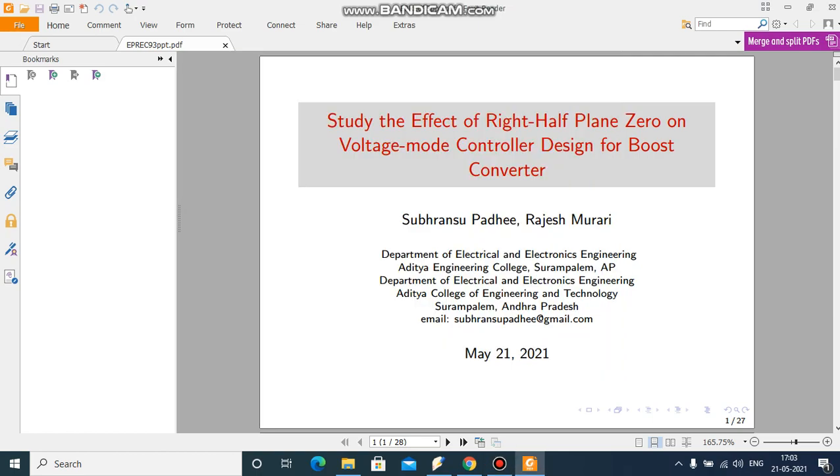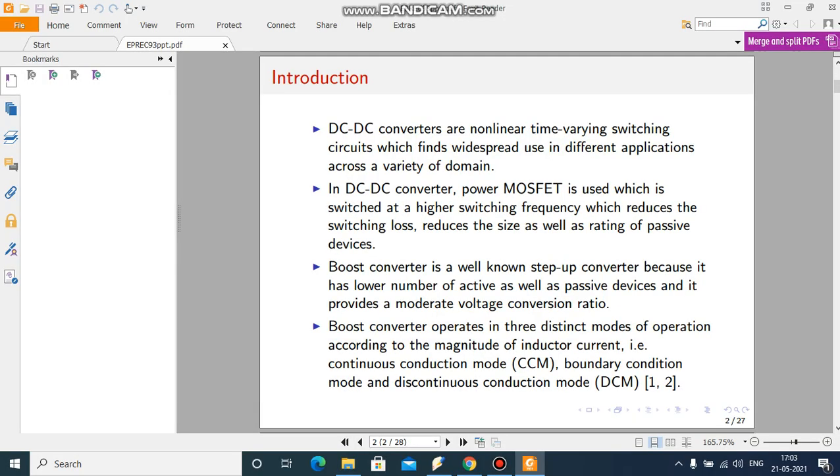Hello everyone, myself Subran Sipari, and here in this conference I am going to present the paper titled Study the Effect of Right Half Plane Zero on Voltage Mode Controller Design for Boost Converter.